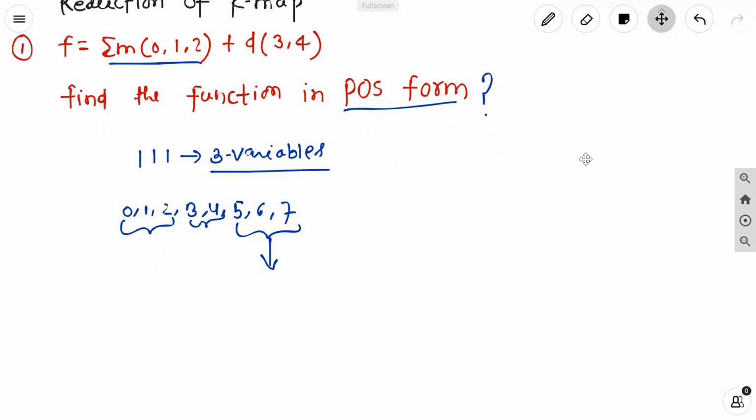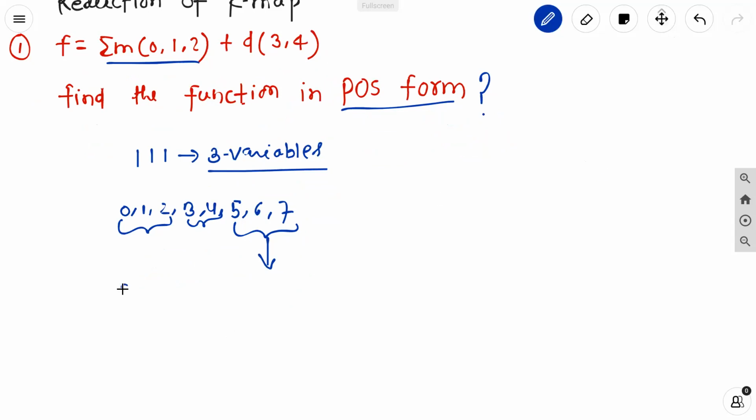Now the concept: the function is given as f equal to sum of min terms 0, 1, 2, and don't care 3, 4. We will simply write it as product of max terms 5, 6, 7, and the don't cares will remain the same. It means that if I have the min terms 0, 1, 2, then the max terms are 5, 6, 7. Out of the collection of 0 to 7, we leave the min terms and don't cares, and whatever is left is the max terms.